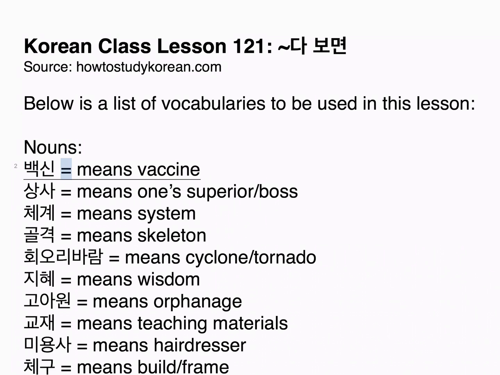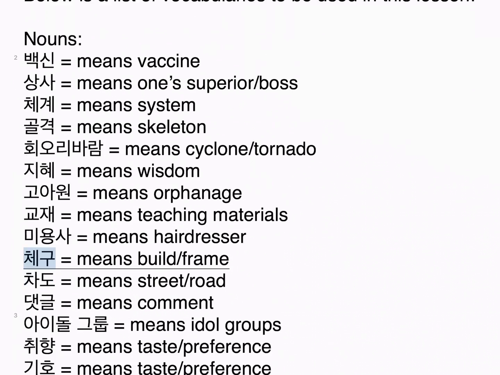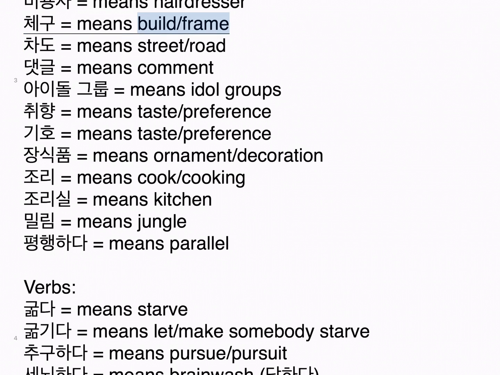Nouns. 백신, means vaccine. 상사, means one's superior, boss. 체계, means system. 골격, means skeleton. 회오리바람, means cyclone, tornado. 지혜, means wisdom. 고아원, means orphanage. 교재, means teaching materials. 미용사, means hairdresser. 체구, means build, frame. 차도, means street, road. 댓글, means comment. 아이돌 그룹, means idol groups.